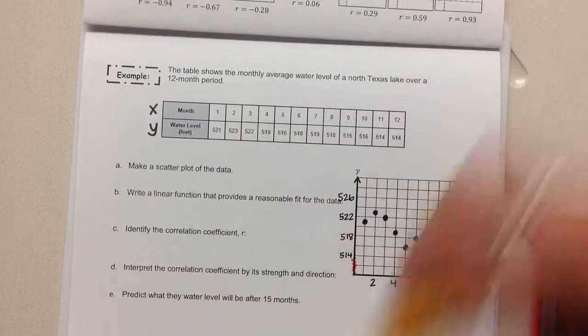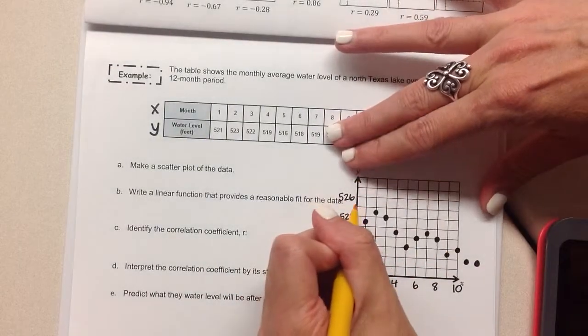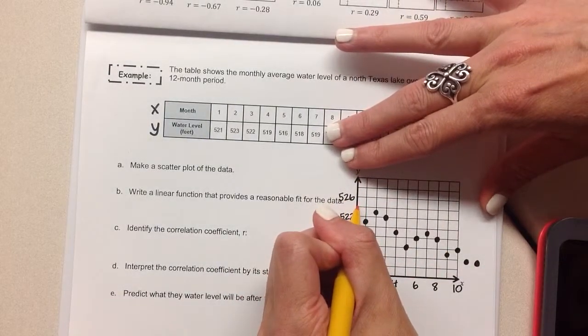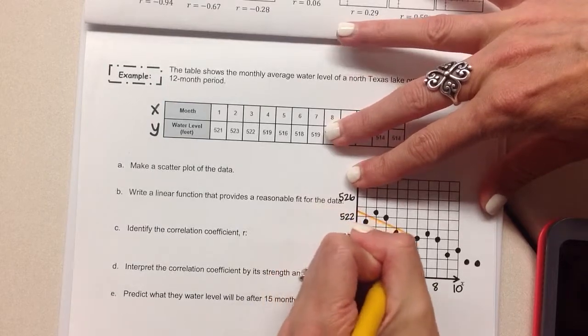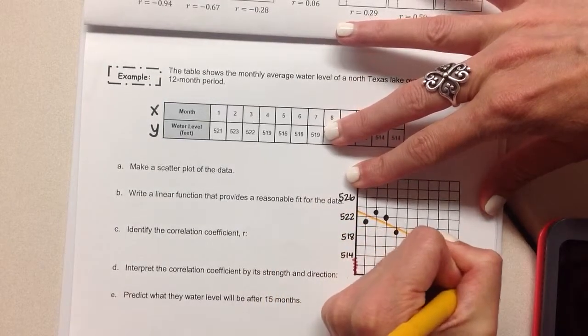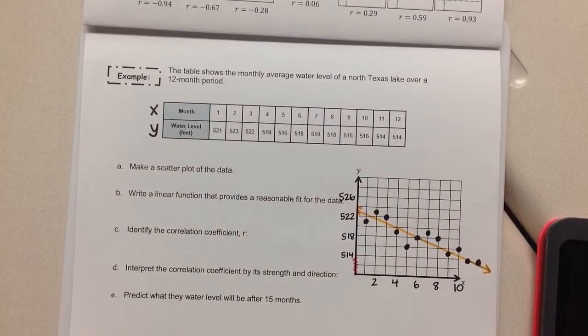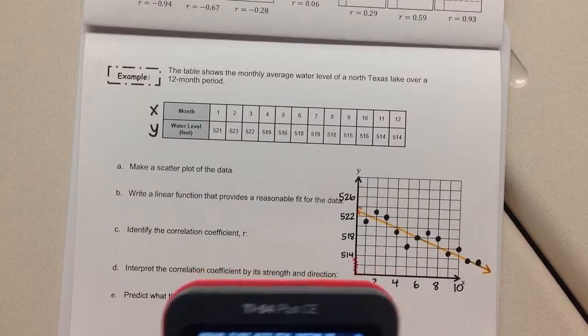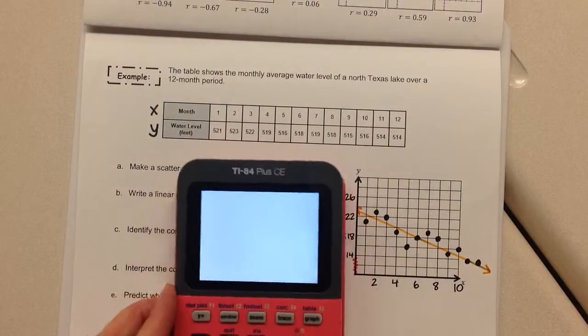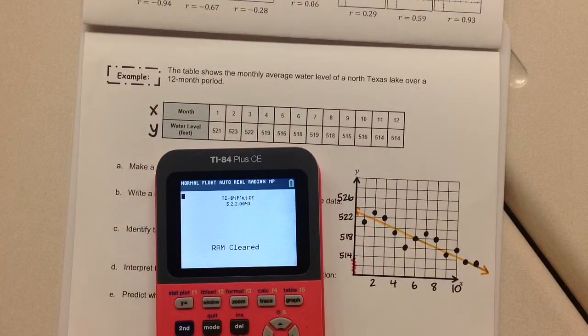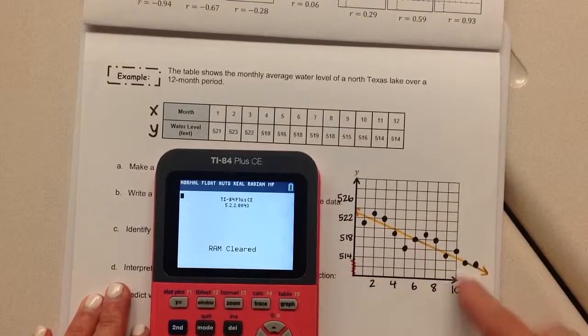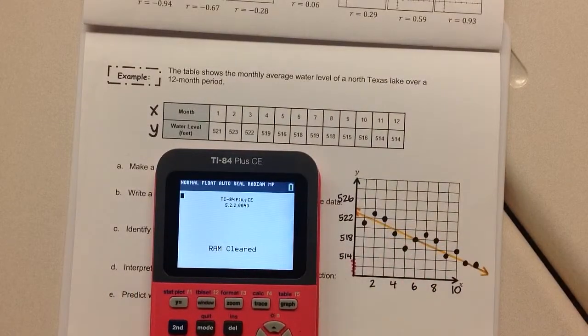So if you look at your data, it looks like it's kind of linear, and if I kind of estimate a line of best fit, that's kind of what it looks like, okay? So we made a scatter plot of the data, and here's what we're going to do now. We're going to use our calculator to get an equation to fit this data. So we're going to figure out what the line of best fit is using our calculator.